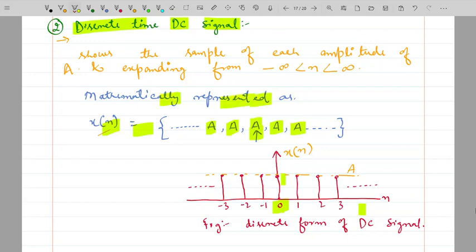So guys, that's all for this video. In the upcoming videos we will study all of these signals in sequence.